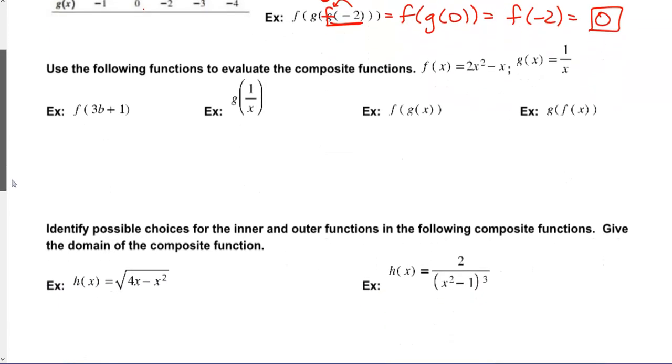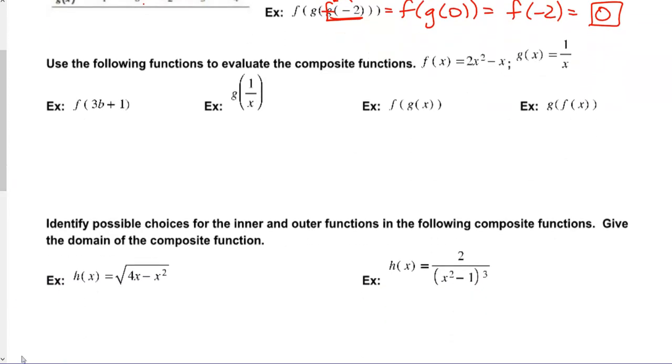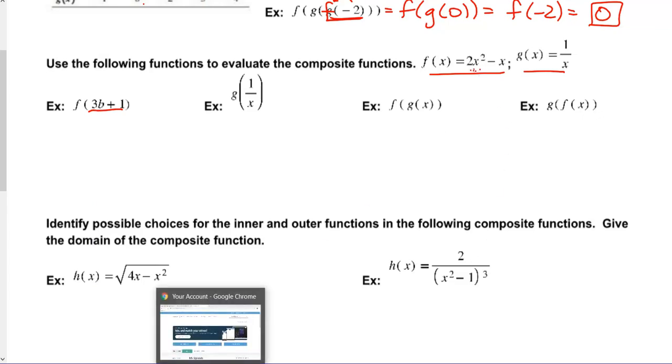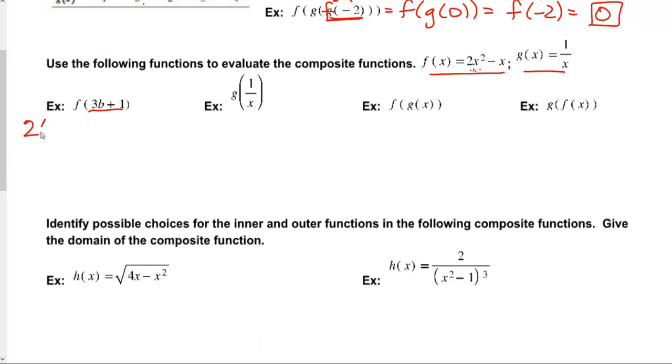All right, let's do a composition and some evaluation of these functions. Here's my f function, here's my g function. The first two are just some evaluating with expressions. Then the next two are compositions. So what happens if I have 3b plus 1 and I want to put that into my f function, which is right there? That means that I need to take out an x and put in a 3b plus 1. Well, that rule tells me to square it and then subtract that 3b plus 1.